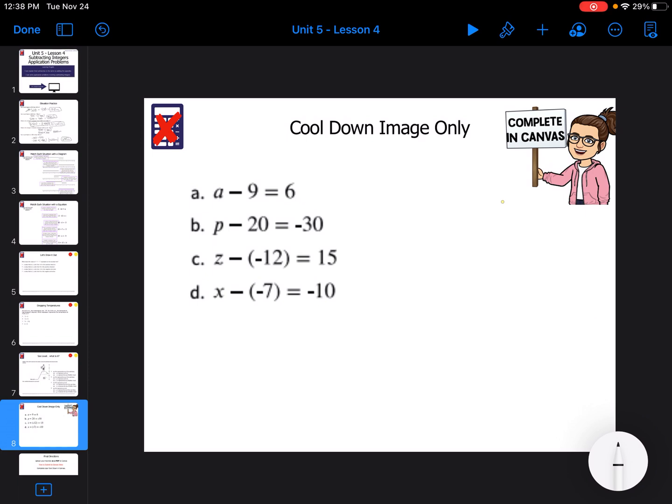So now I'd like you to solve each of these equations for me. Okay, so I want you to think what value is going to go here to make this true. Think what minus 9 is going to give me 6. What minus 20 is going to give me negative 30. What minus negative 12, I might change that to an addition problem, just to kind of keep that in mind.